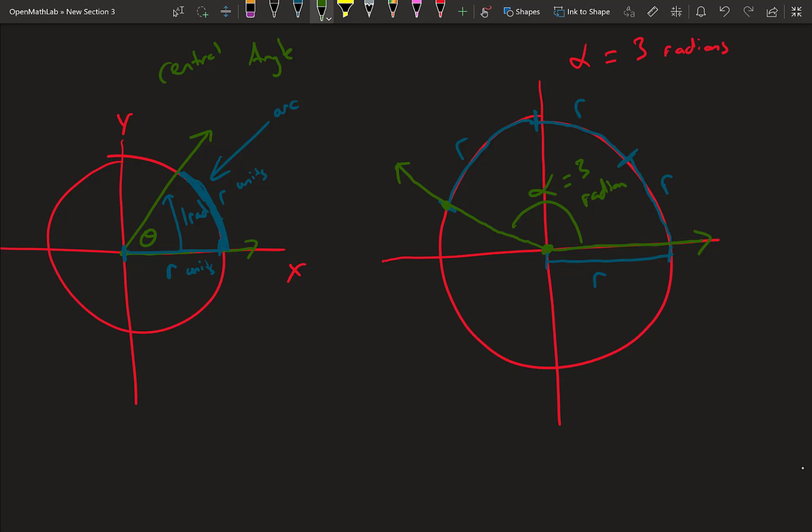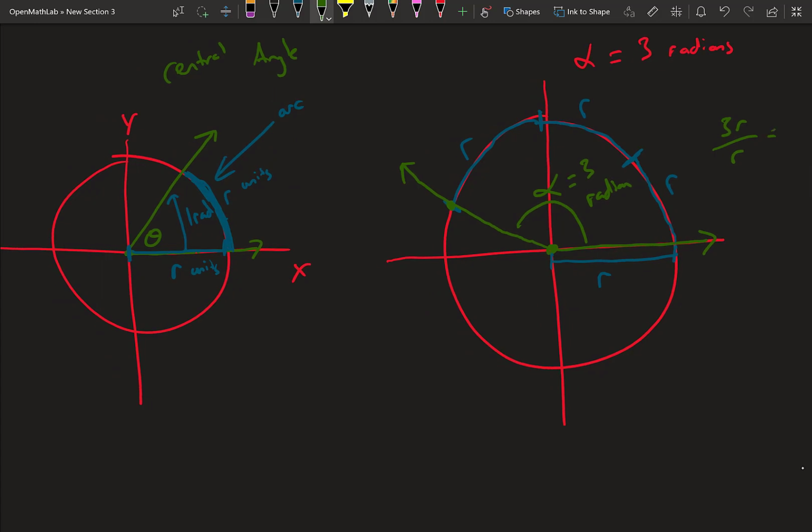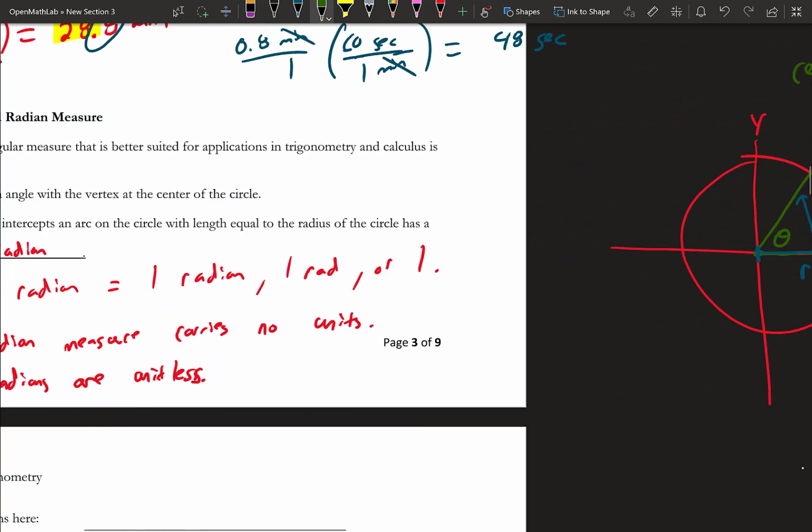If I have an angle and I'm trying to figure out how many radians it is, I should take the arc length and divide it by the radius to figure out how many radii fit in the arc. Here, we would have 3r divided by r, which is just equal to 3. That's why it's 3 radians. Here, we would have r divided by r, which is equal to 1, so it's 1 radian. We take the arc length and divide by the distance of the radius.